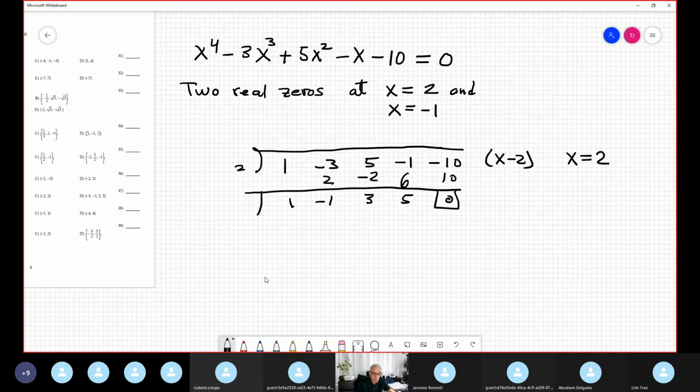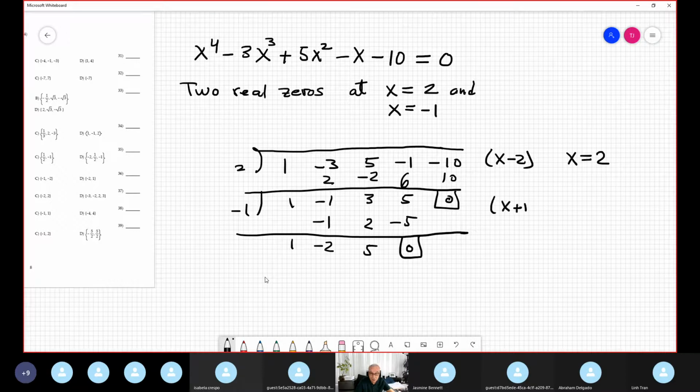And negative 1: let's see, bring down 1, negative 1, negative 2, plus 2, this is 5, negative 5, 0. The factor x plus 1 also belongs to the polynomial, x equal negative 1. I don't see anything more in Desmos. However, the degree of this polynomial is 4, so I suppose that we have two more complex zeros, but I need to prove that.